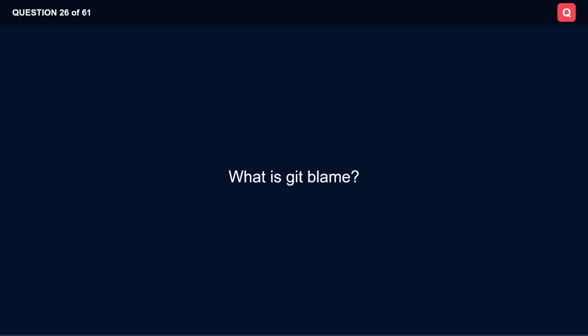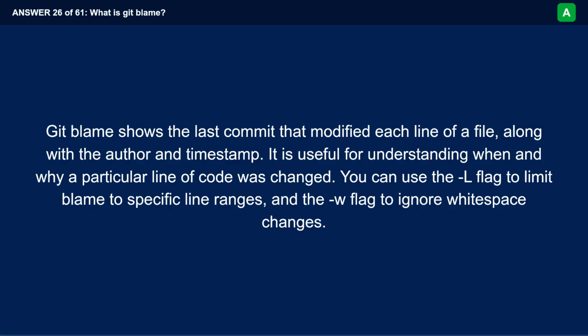What is git blame? Git blame shows the last commit that modified each line of a file, along with the author and timestamp. It is useful for understanding when and why a particular line of code was changed. You can use the -L flag to limit blame to specific line ranges, and the -w flag to ignore whitespace changes.